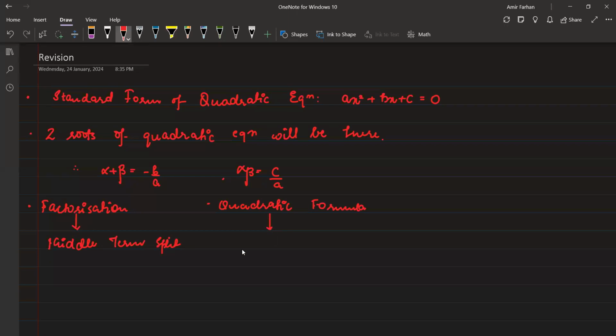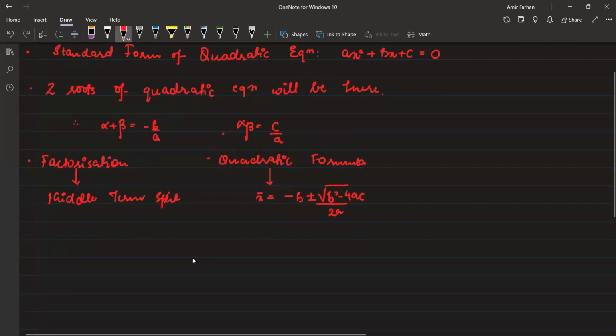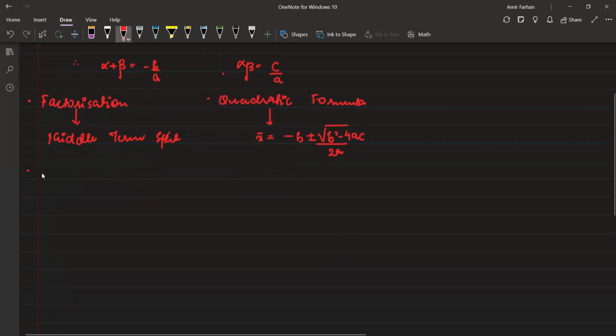Next is the quadratic formula: x is equals to minus b plus minus under root of b square minus 4ac upon 2a. This is the formula. Clear? Yes, sir.